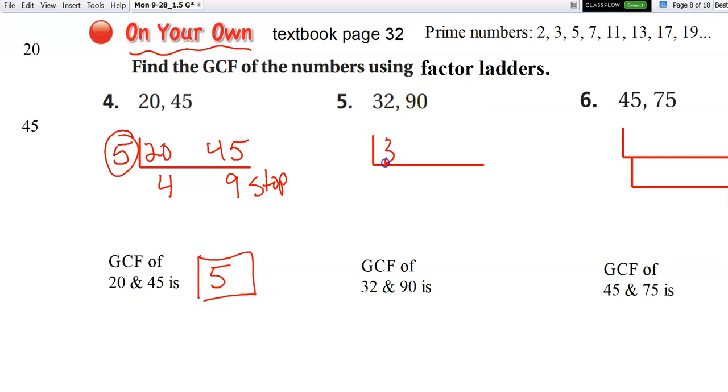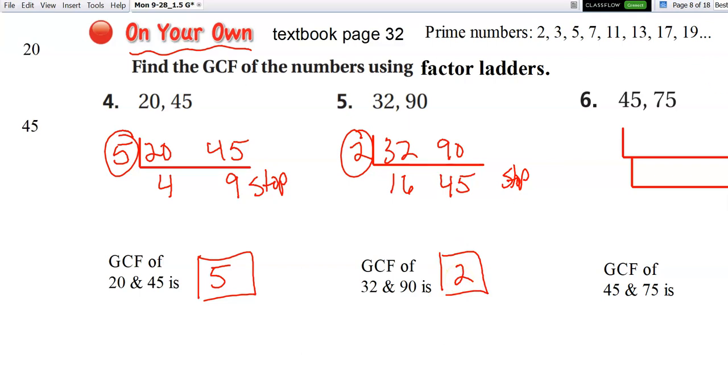All right, 32 and 90. They are both even numbers. Divide by 2. I get 16 and I get 45. And whoa, this is divisible by 5 and 3. Oh, but that's not divisible by 5 or 3. I guess on this one, I'm also going to have to say stop. I can't divide out any more prime factors. So guess what? Greatest common factor is 2.